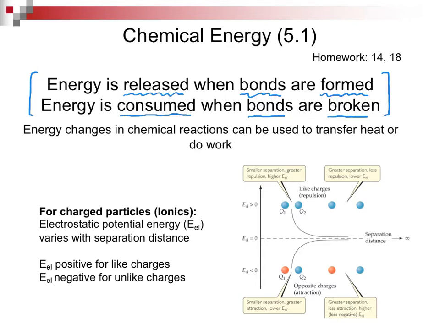Energy changes can be used in a chemical reaction to transfer heat or to do work. And that's a tough thing to wrap your head around, but let's take it slowly. All right, here's that same picture, and it shows four charged particles, ionics. And notice it says the electrostatic potential, EEL, will vary with separation distance.